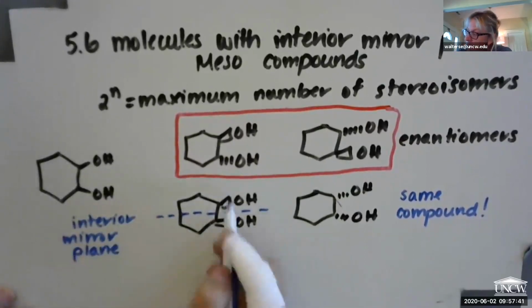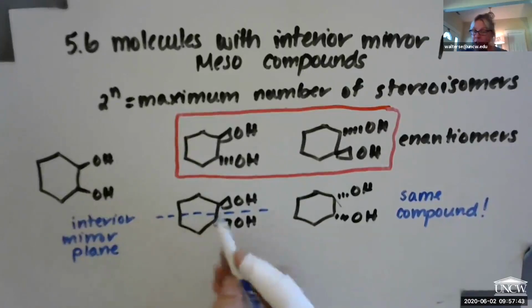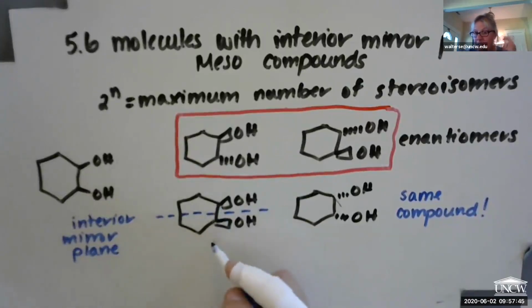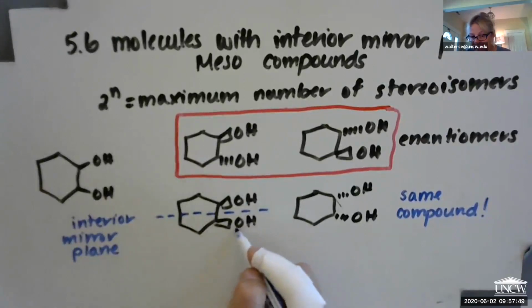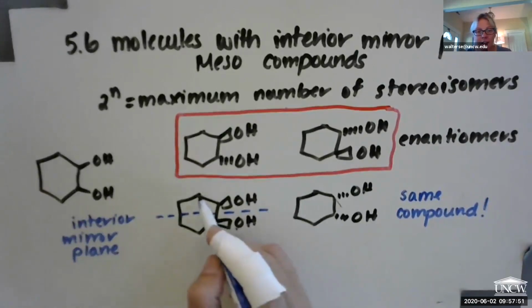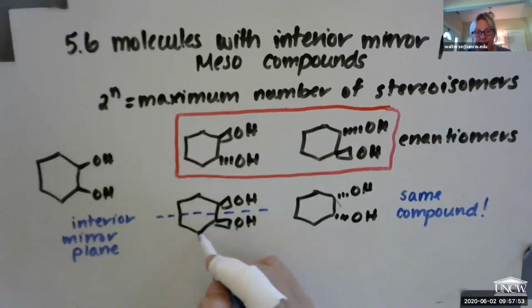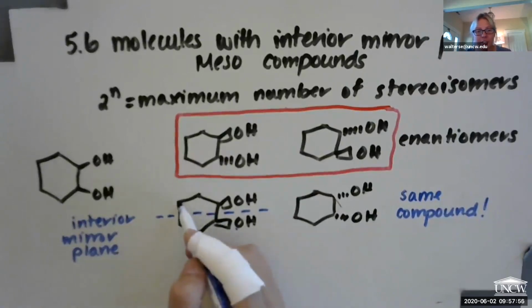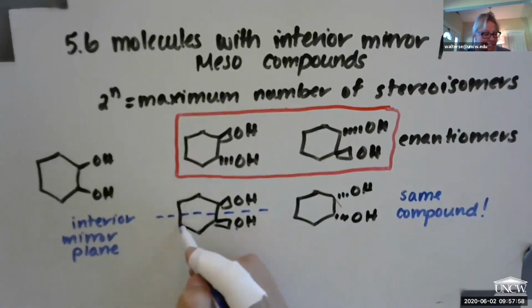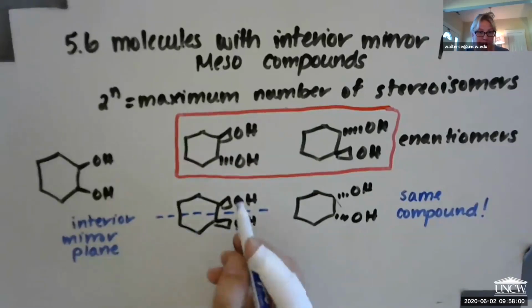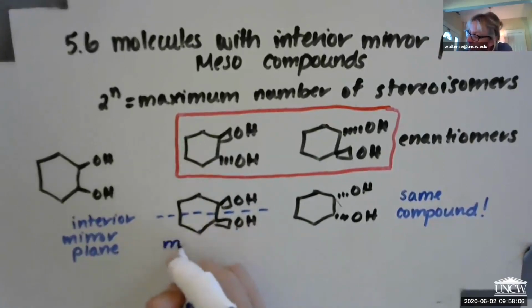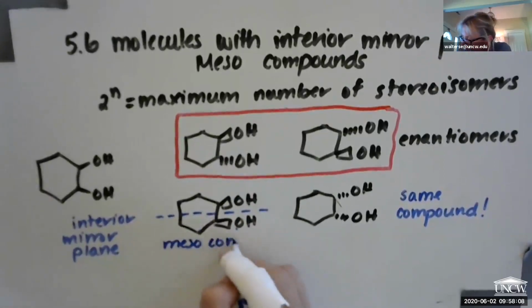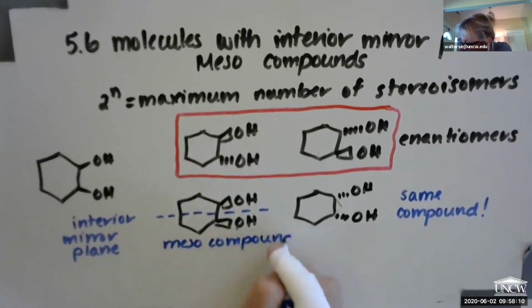When the top of the molecule or one side of the molecule is mirrored into the other side of the molecule. So this hydroxide reflects into this hydroxide. This CH2 reflects into this CH2. This CH2 reflects into this CH2. Okay. When you have these, this is called a meso compound.